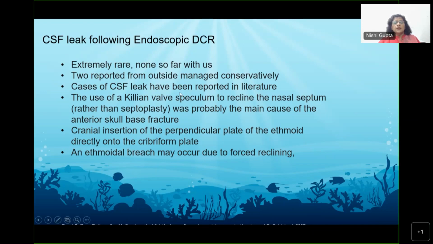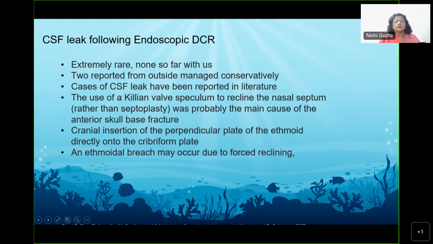In post-traumatic cases, the cause is that we try to use a Killian speculum to recline the nasal septum. As ENTs, we have a low threshold for doing septoplasty, and we go ahead with a septal correction as soon as we see this, because we know in the post-operative period the patient is going to have adhesions. If adhesions are there, then DCR is likely to fail. So we do not leave any deviated septum if it is grossly deviated.